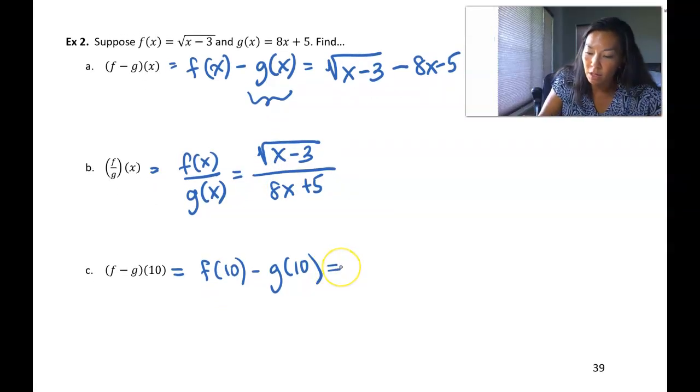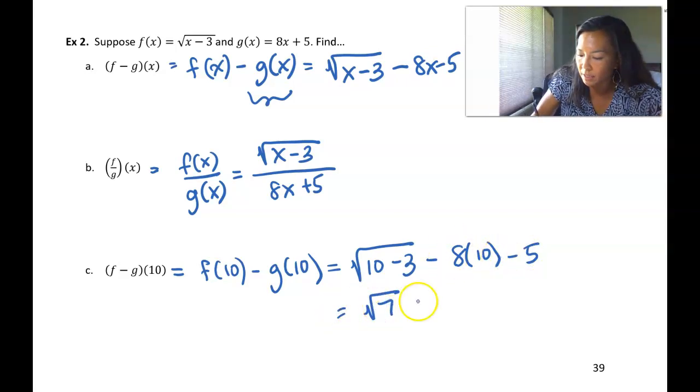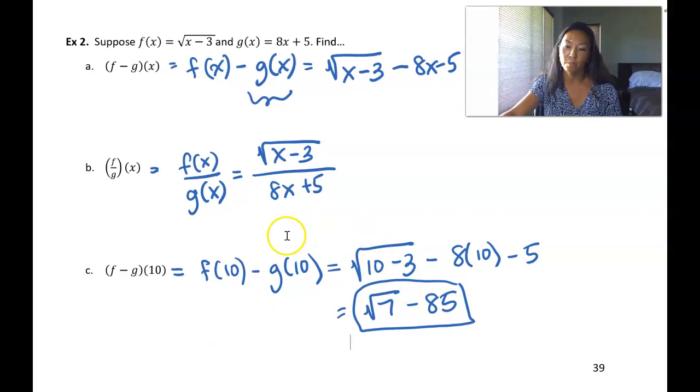And the last one, go ahead. You can even use the function that we wrote right here. And just evaluate at 10. It would be the square root of 10 minus 3 minus 8 times 10 minus 5. So this is going to be the square root of 7 minus 85. And then that doesn't combine, so you can just leave it like that. That's as simple as it can be. Go ahead and pause if you need and ask questions.